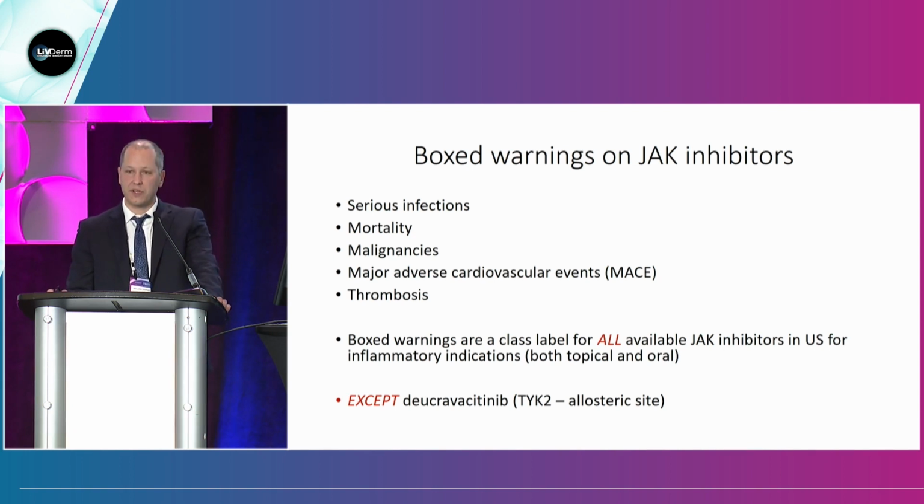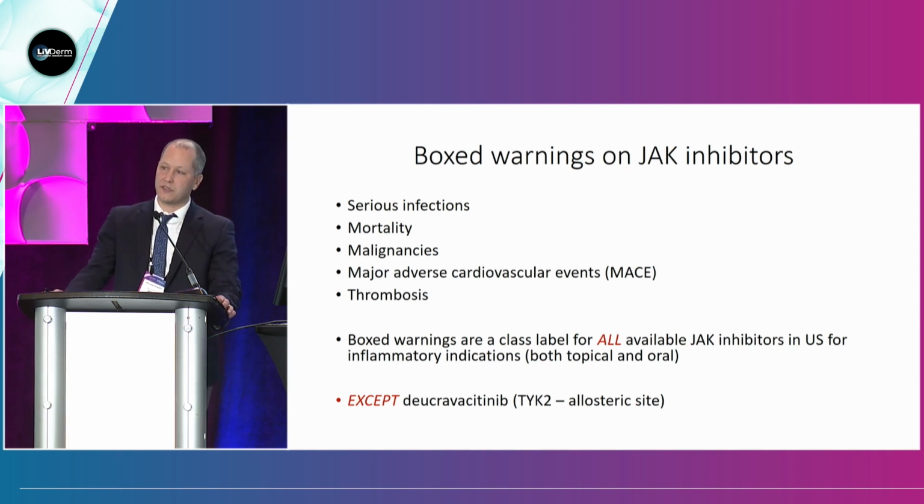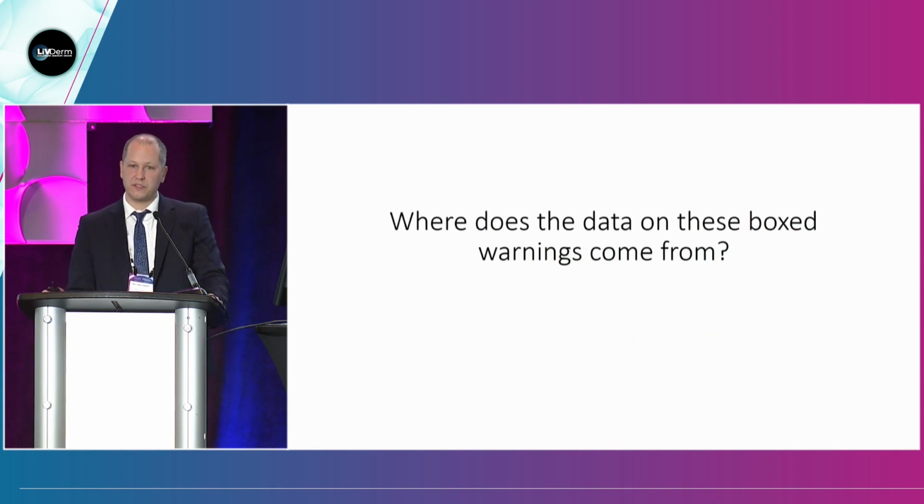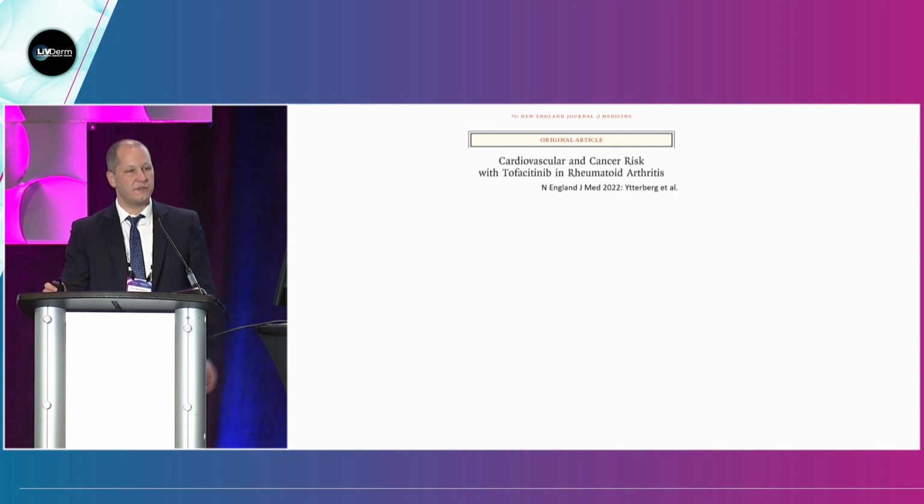Importantly, these box warnings are considered a class warning. So these are on all available JAK inhibitors in the US for inflammatory indications, both topical and oral. So even the ruxolitinib cream gets these black box warnings. Recently, we found out that deucravacitinib, which is an allosteric inhibitor of TYK2, did not get these warnings, although there is still some information about these side effects in the package insert. So it's really important to understand when we're going to discuss this with patients, where did these data come from, and what do they mean for the patients that we're treating?